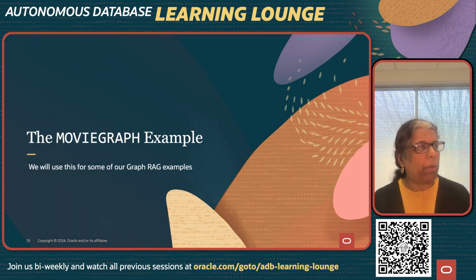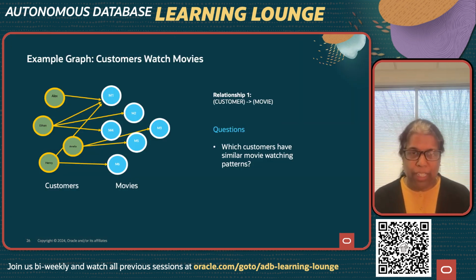And now I'm going to go into one example that I'll be using in a couple of examples. The MovieGraph, and if you have seen some of our other Autonomous Database sessions, you would have seen us use this data set where we have customers watch movies, and you want to identify, based on patterns of which customers watch which movies, you want to make recommendations for specific customers or do other things with your data.